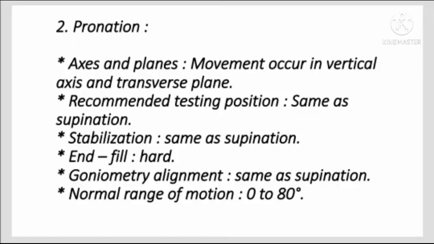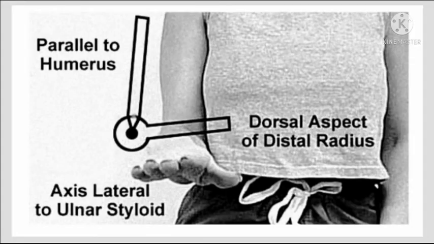Pronation, axis and plane: movement occurs in the vertical axis and transverse plane. Recommended testing position, stabilization and goniometry are the same as the supination. End feel is hard. Normal range of motion is 0 to 80 degrees. Center the fulcrum of the goniometer laterally and proximally to the ulnar styloid process. Proximal arm should be parallel to the humerus. Distal arm should be parallel to the radius and ulnar styloid process.